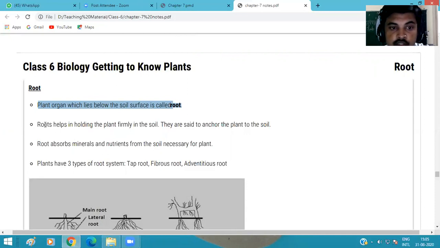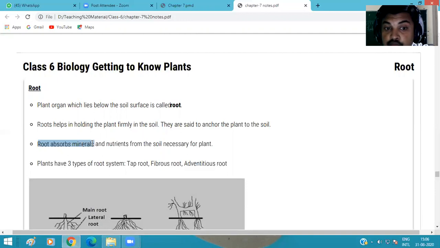What is the role of the root? The root helps hold the plant firmly in the soil. It helps to anchor the plant in the soil. They are said to anchor the plant to the soil.